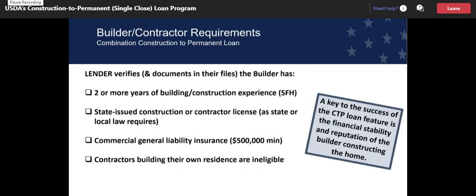Let's take a look at that. So builder and contractor requirements. The lender verifies and documents in your file that the builder themselves has to have 2 or more years experience in building construction of single family housing. Okay. We're not able to get a new builder off the ground, somebody who doesn't have that 2 years experience. They have to have a state-issued construction or contractor license if their state law requires that. They have to have commercial general liability insurance of $500,000 or more. And contractors building their own residence are ineligible for this program.